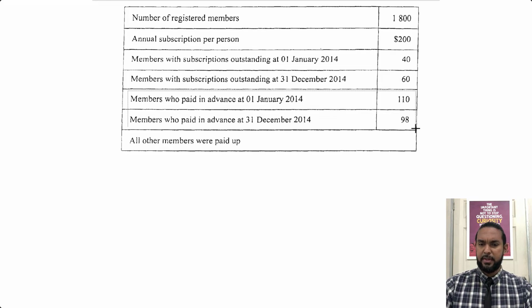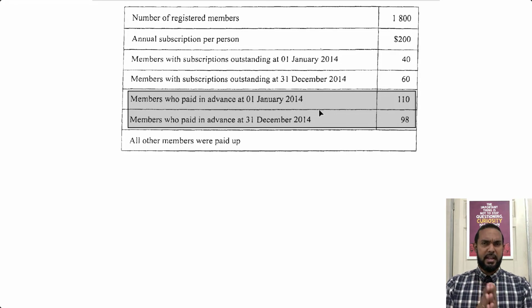Then we have these two items: members who paid in advance at the start of the year, and members who paid in advance at the end of the year. When members pay in advance, that's like prepaid revenue, which is getting revenue before you earn it, which means you now have an obligation to provide some sort of benefit for these members. So you have a liability. Prepaid revenue is a liability, and hence prepaid subscriptions, or subscriptions in advance, is a current liability. At the start of the period, that will be brought down on the credit side, and this one will be carried down from the debit side and brought down on the credit side.